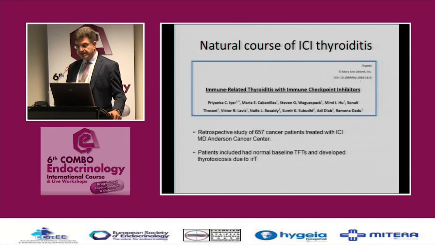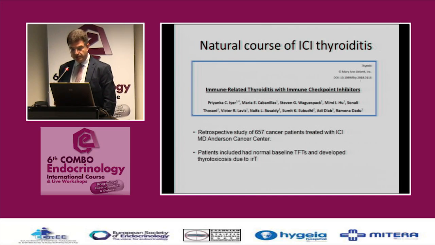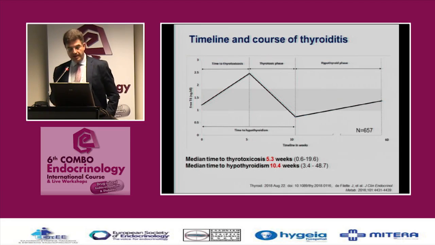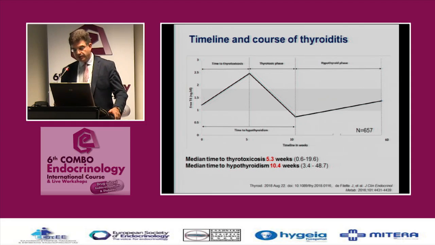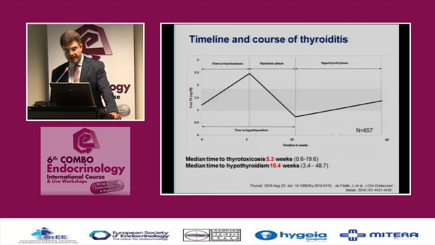Perhaps the largest study to date on the natural course of thyroiditis is from Houston, from MD Anderson. And they included 657 cancer patients treated with immune checkpoint inhibitors in a retrospective manner. The inclusion criteria were that those patients had normal baseline thyroid function, and all of them developed thyrotoxicosis. So they wanted to include only patients who had thyroiditis and they were able to follow the natural course. And what they found is that the median time to thyrotoxicosis was about 5 weeks. The median time to hypothyroidism was 10 weeks.